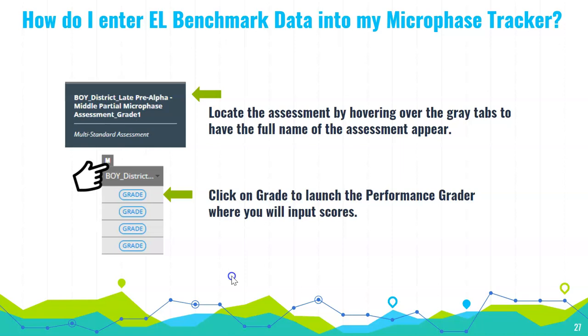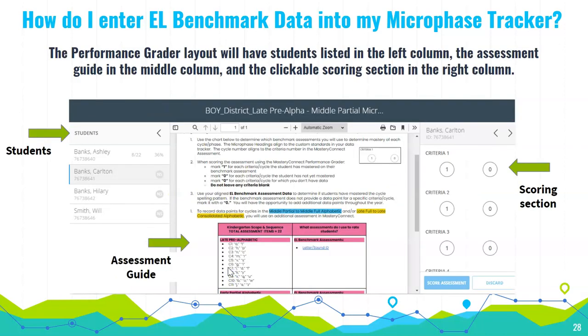Once you have found the assessment that you are looking for, you will click on Grade to launch the Performance Grader. The Performance Grader layout will have students listed in the left-hand column, the assessment guide will be in the middle, and the scoring section will be to the right.